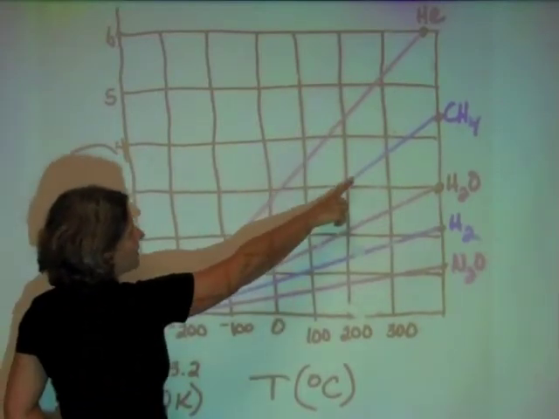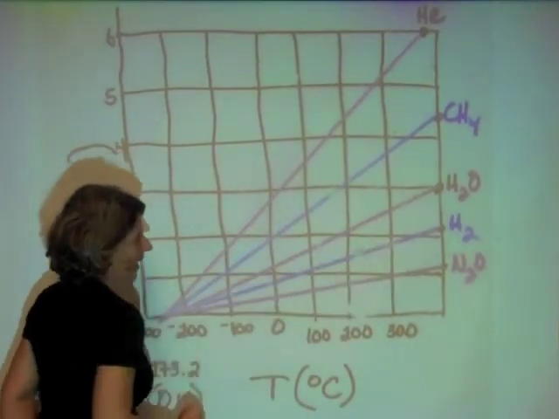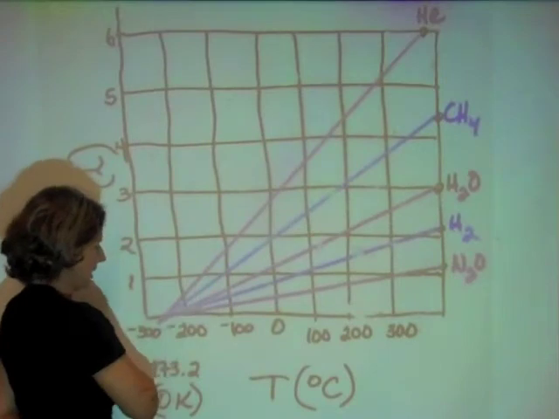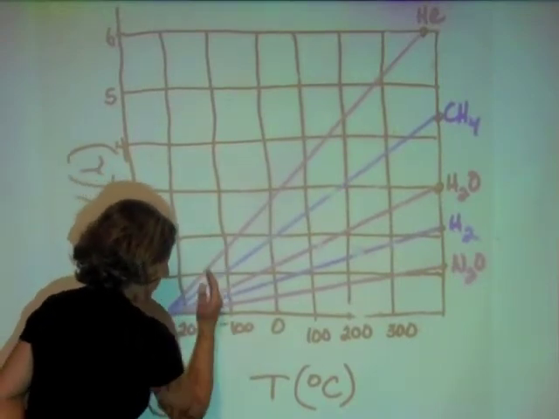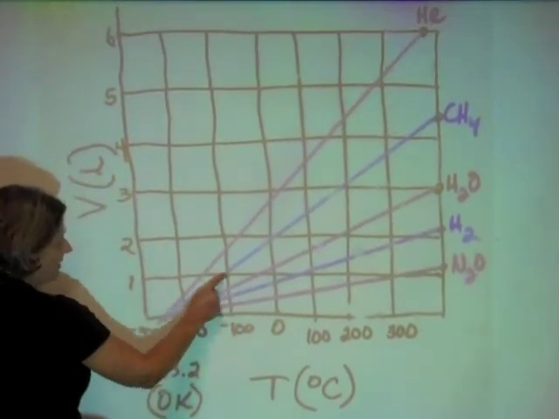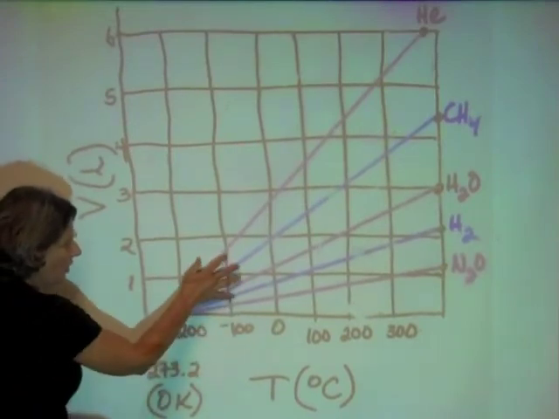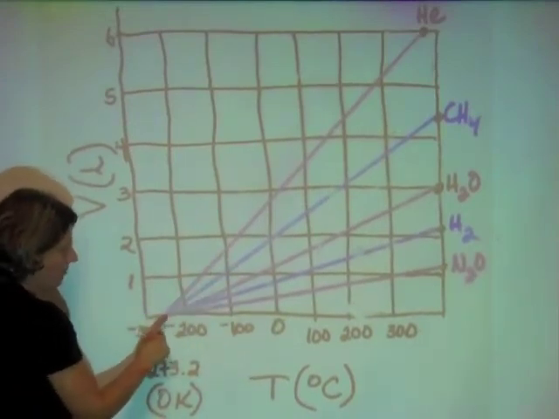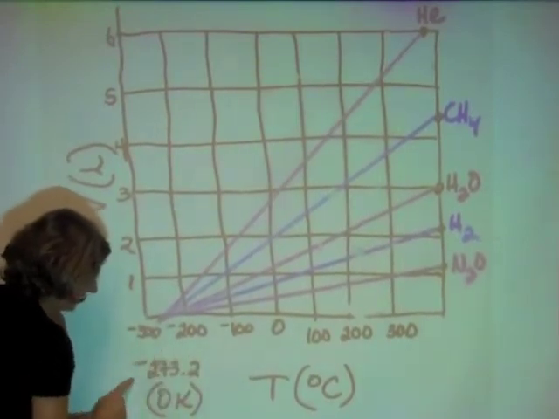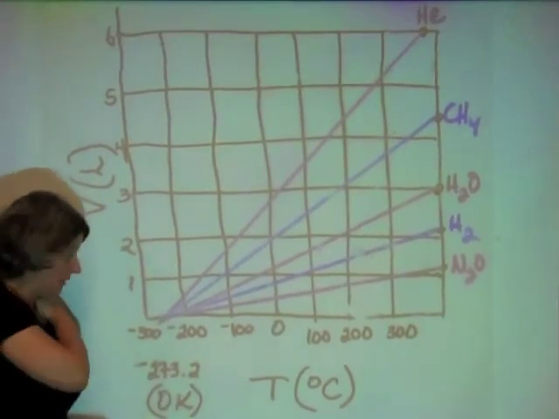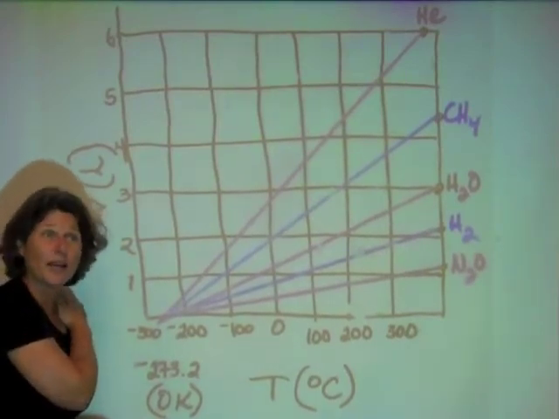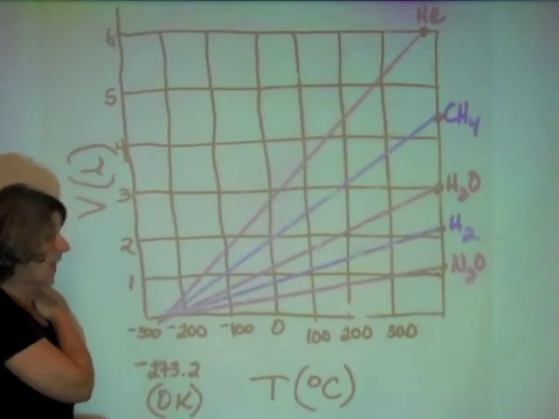And no matter what the nature of the gas is, as you cool it to a certain point and you extrapolate these lines, they all extrapolate to this same point on the x-axis. That point is negative 273.2 degrees Celsius, also known as 0 Kelvin, absolute zero.